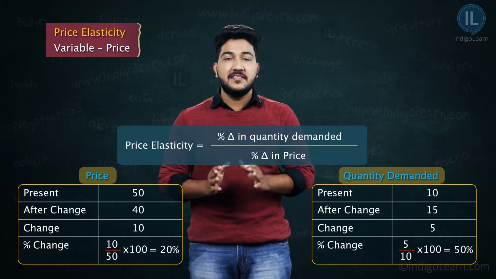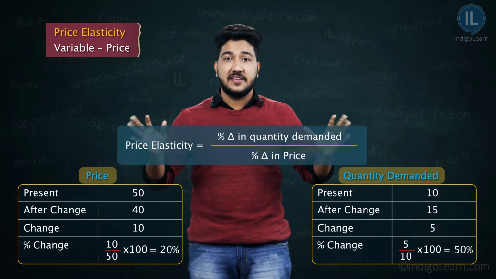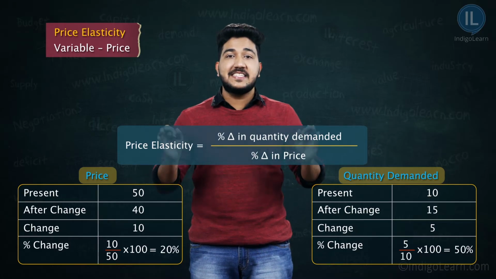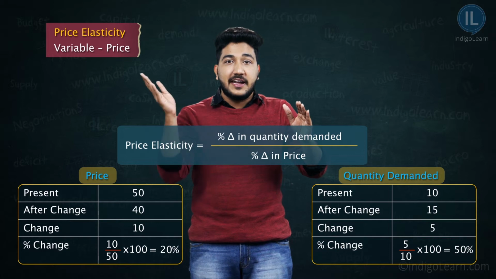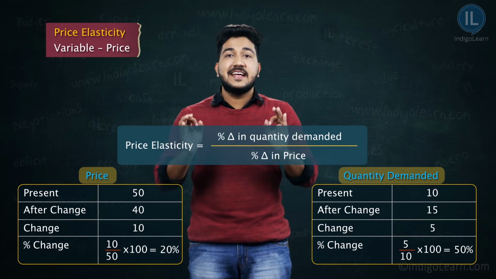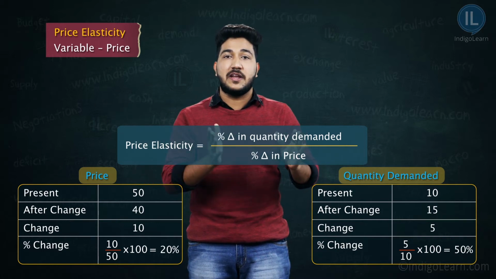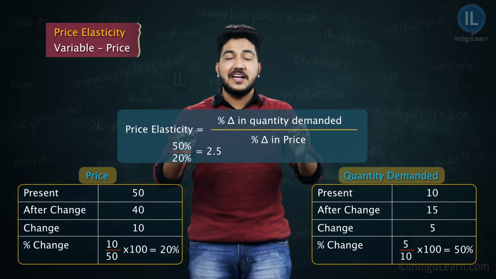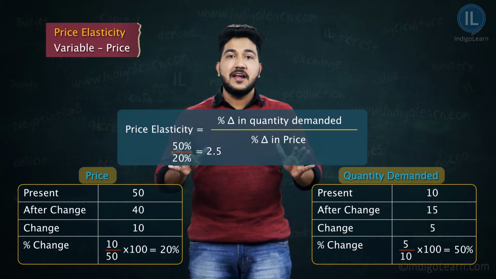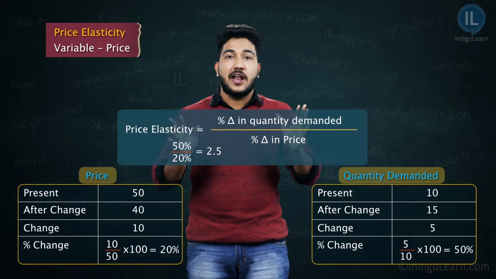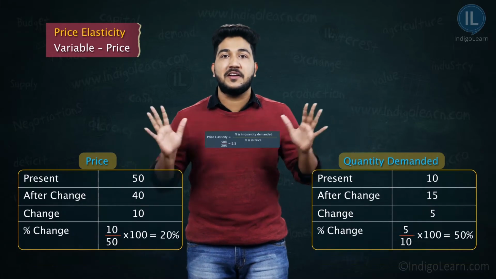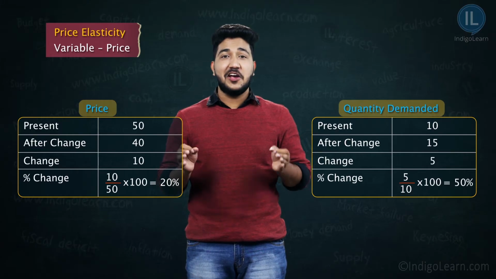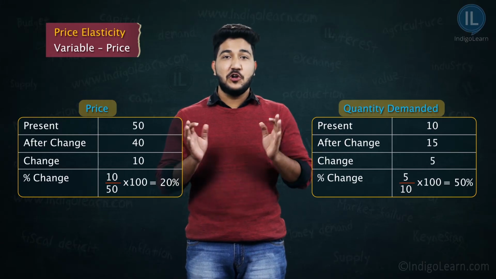So let us go to our main formula. Elasticity of demand is equal to percentage change in quantity demanded, that is 50%, divided by percentage change in price, that is 20%. Now if you do 50 divided by 20, you will get 2.5. This 2.5 is the elasticity of demand. So the elasticity of demand that we calculated is 2.5.